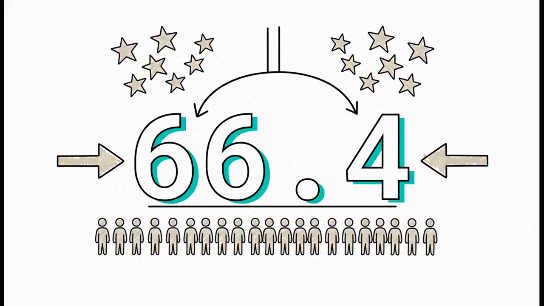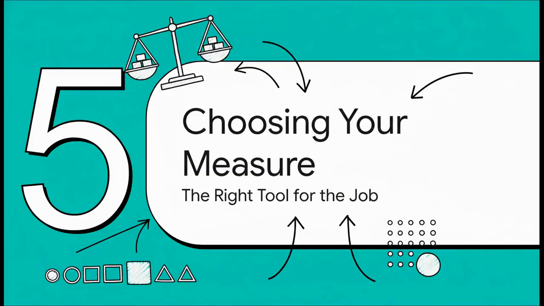So, for our class of 30 students, the middle is right between the 15th and 16th student. When we do the math, we find the median score is 66.4. And what that means is super simple. Exactly half the students scored below 66.4, and the other half scored above it. And there we have it. We've defined our three key measures: the mean, the median, and the mode.